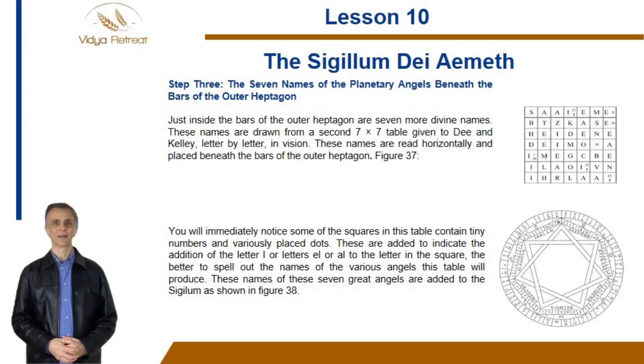You will immediately notice some of the squares in this table contain tiny numbers and variously placed dots. These are added to indicate the addition of the letter L or letters L or L to the letter in the square, the better to spell out the names of the various angels this table will produce. The names of these 7 great angels are added to the sigillum as shown in figure 38.